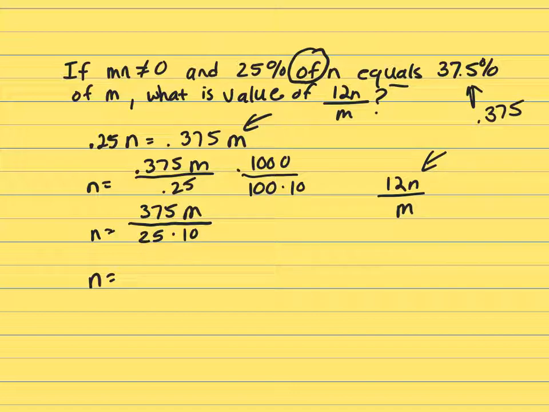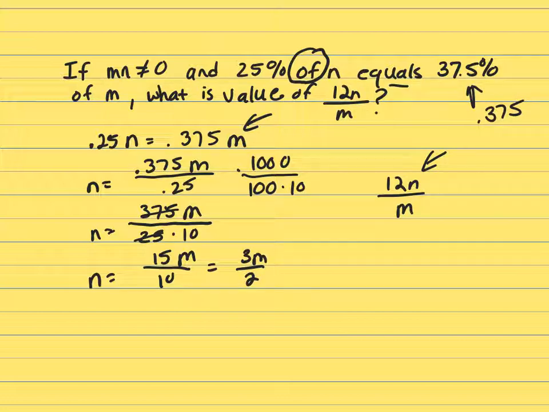So 25 will go into 375. Let's see, 4, 4, 12, 15 times. But I still have that 10 in the bottom. But that reduced, 5 over 15, 3m over 2.